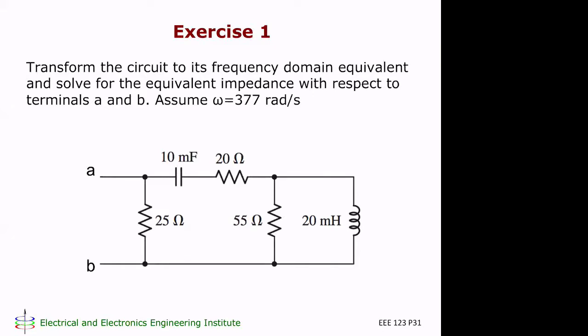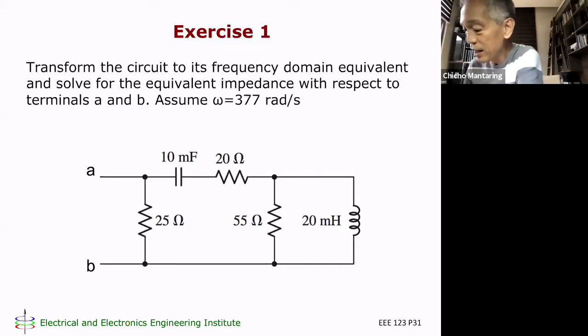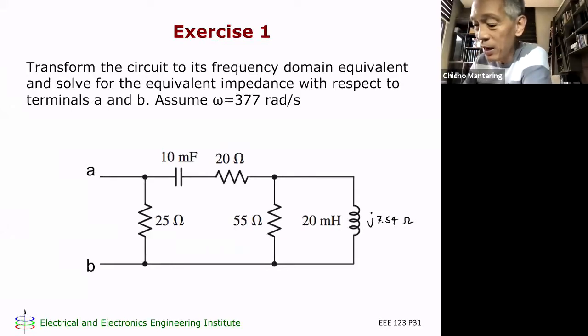Let me check my notes. Yeah, that's right. This is j7.54 ohms. Okay, for the others, what is the value of this? What is the value of this impedance? Anyone? To sharpen your skills, Ivan doesn't have a calculator, right? Mori, what is the value of this impedance?